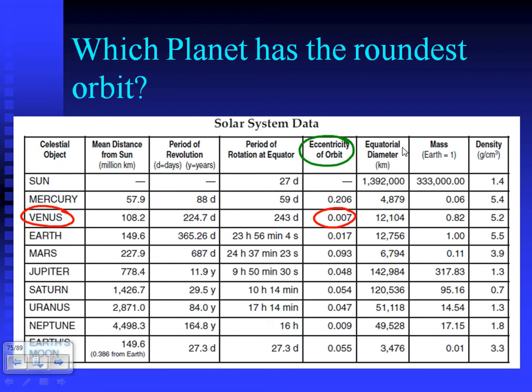Well, then, which planet is the most out of round? We're looking for the orbit that has the highest eccentricity value, and interestingly enough, it's the planet who is a neighbor of Venus, which is Mercury. So Mercury's orbit is far more out of round than the orbit of Venus.